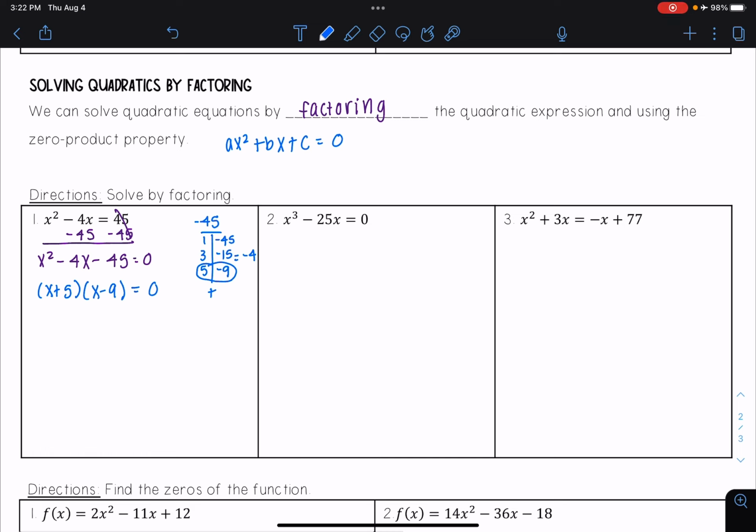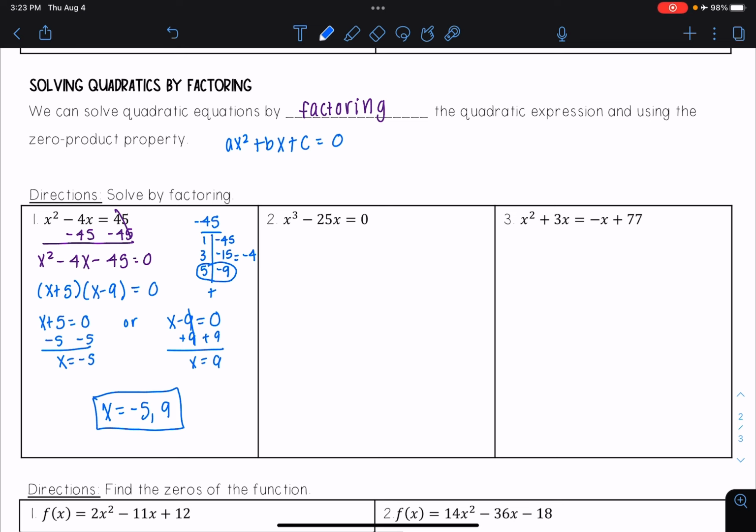And now this is just like what we did in the previous video. I have two things multiplied together that's equal to 0. So zero product property tells me that either x plus 5 equals 0 or x minus 9 is equal to 0. And solving both of those, I get that x equals negative 5. Add 9 to both sides. Get x equals 9. So my two answers are x equals negative 5, comma 9.